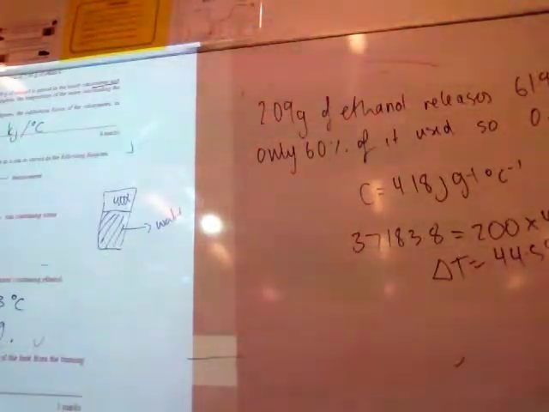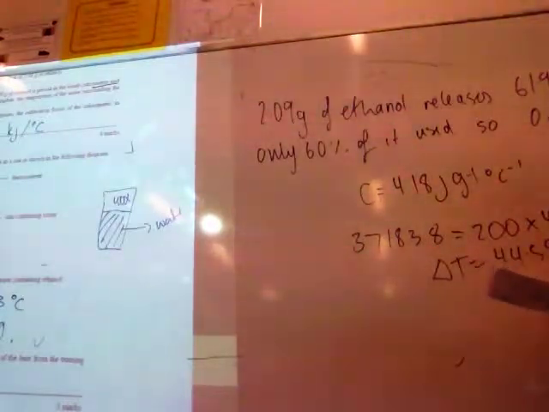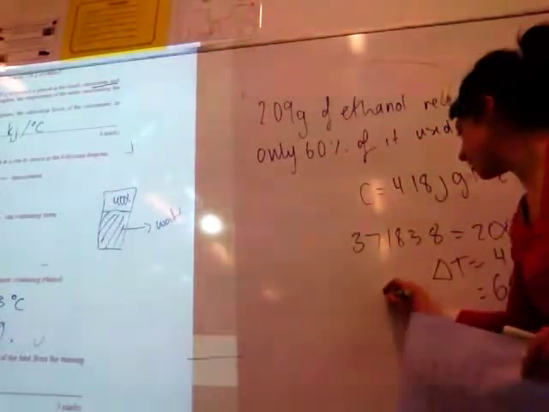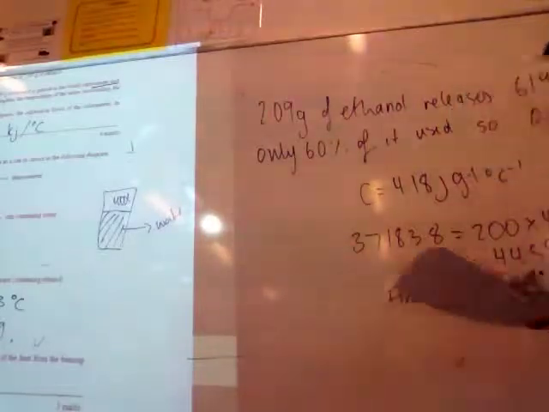No, you want to know the final temperature of the water, so you've got to add that to the initial temperature. Did you times it by 1,000 to get joules? No, 100? Yeah. That's why you're one decimal place off. Okay, so we add it to 25.3, 69.8. That's the final temperature. Happy with that?